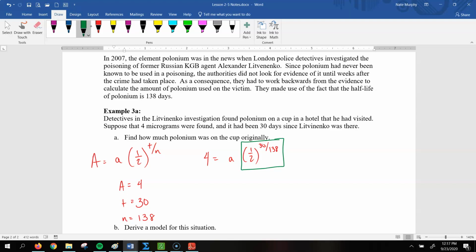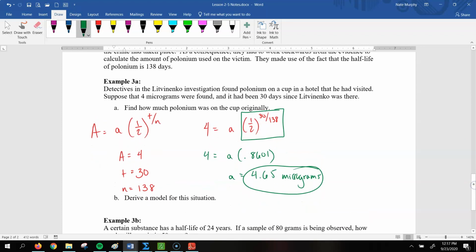So if you plug that in your calculator, we're going to get approximately 0.8601. So we want to use more numbers past the decimal than maybe what we'll need in our answer. So we're going to use 0.8601. So if I divide both sides by 0.8601, we get what our initial value would be. We get approximately, we can round this to the nearest hundredth, 4.65 micrograms would be our answer.